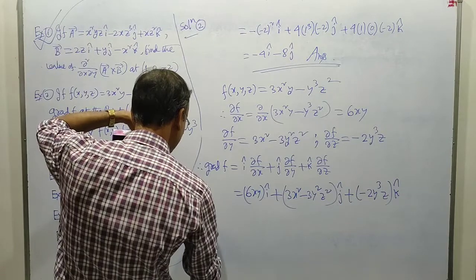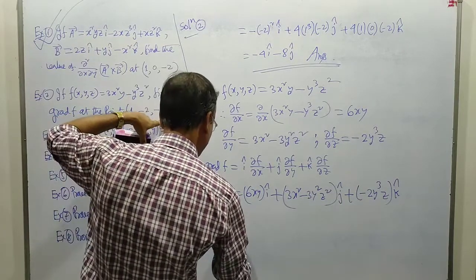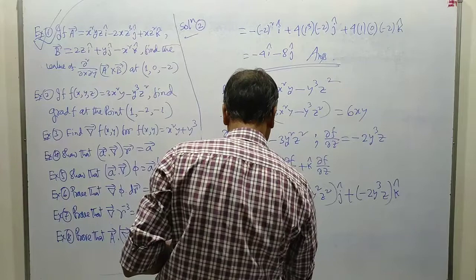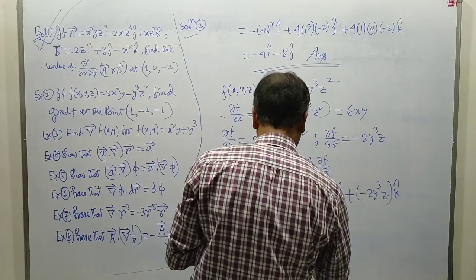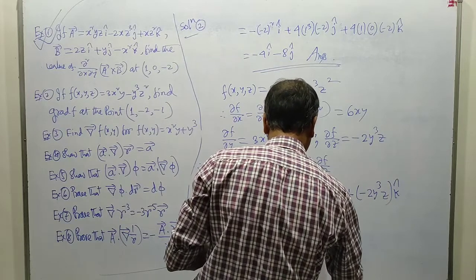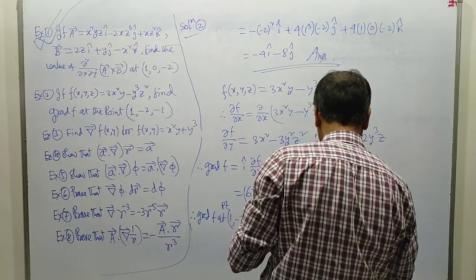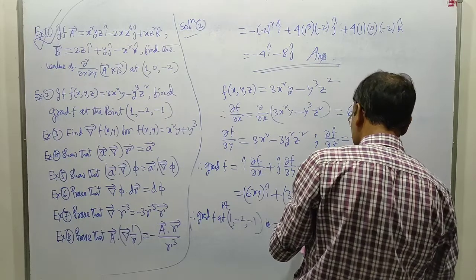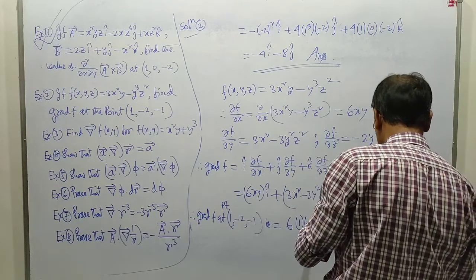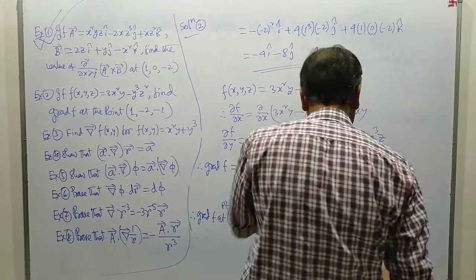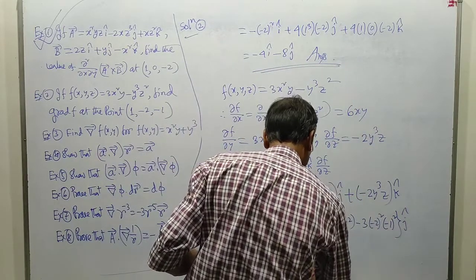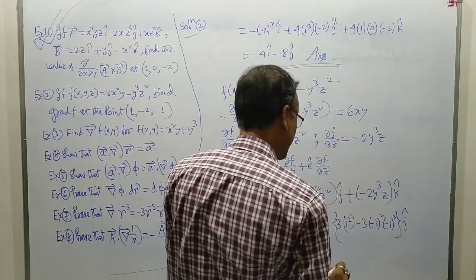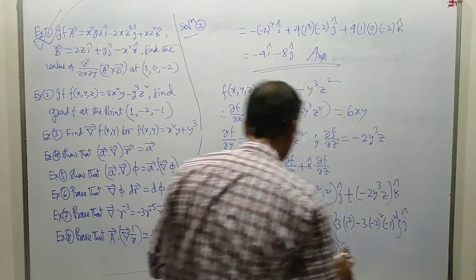Therefore, gradient f at the point (1, -2, -1) is equal to 6 times 1 times minus 2 i cap plus (3 times 1 squared minus 3 times (minus 2) whole squared times (minus 1) whole squared) j cap, plus for y you write (minus 2) whole cube and minus 1, k cap.